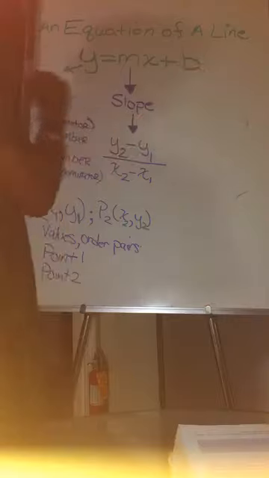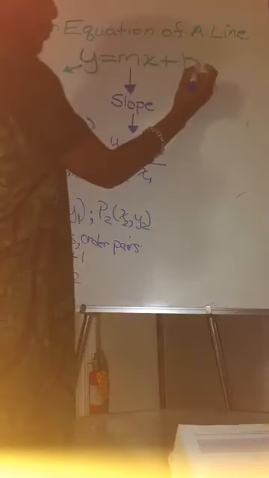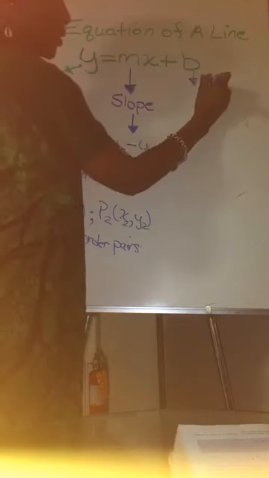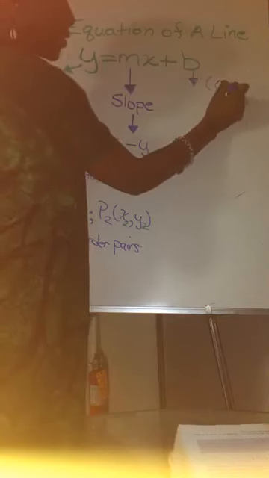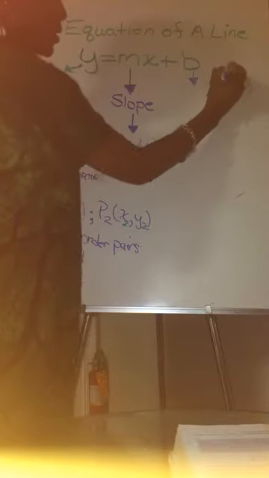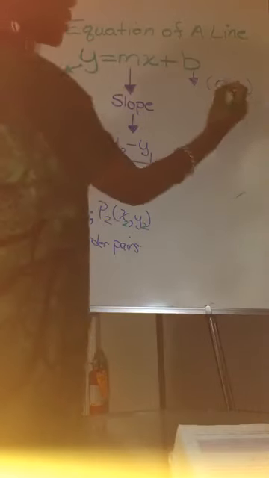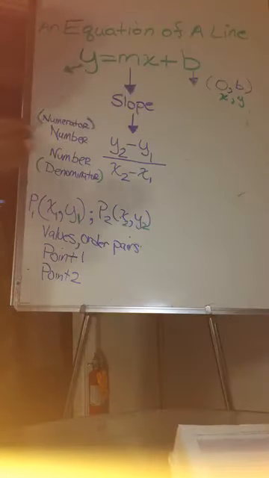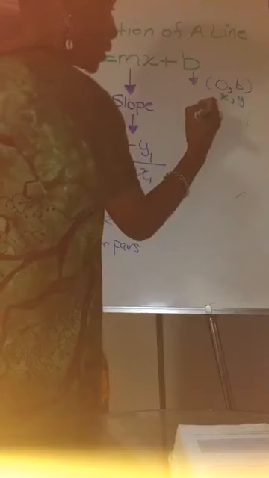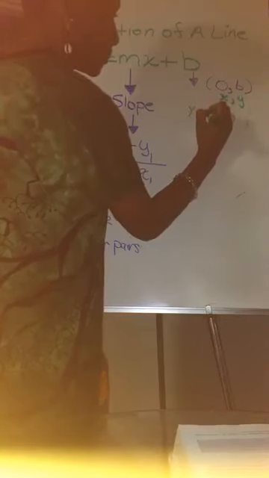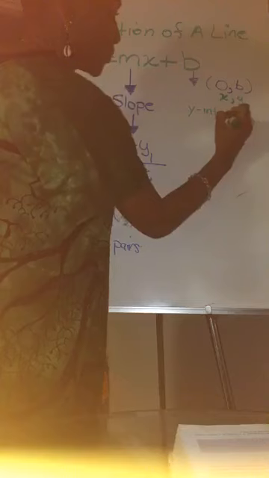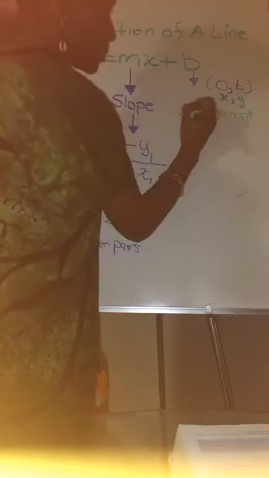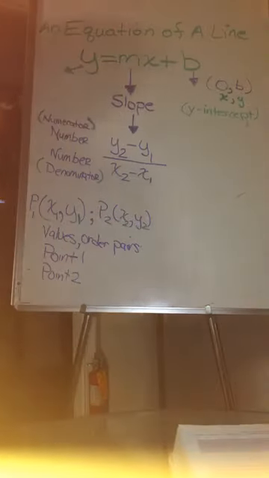Okay, b represents, it's like (0, b). All right, it's the same thing as saying almost like your x and your y, but this is called your y-intercept. Y-intercept. Hope I can spell. All right, y-intercept. So that is what this is.